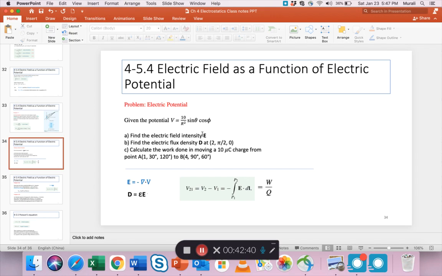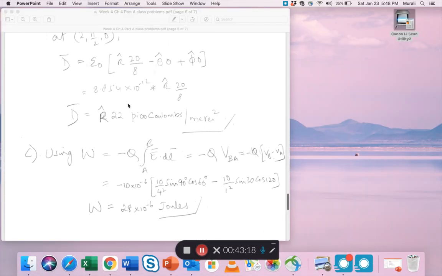So find the electric field intensity, find the electric flux density, and calculate the work done in moving a 10 microcoulomb charge from point A to point B in this field. So these 3 things are being asked. Here are some formulas. First of all, to find E given this potential, you can use this formula. D is simply epsilon times E. Then the work done is W, and W is also related to the potential and this field intensity using this formula. So you can see how I use these formulas in this example.